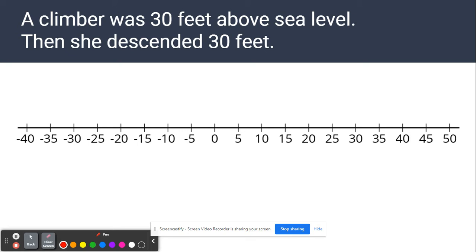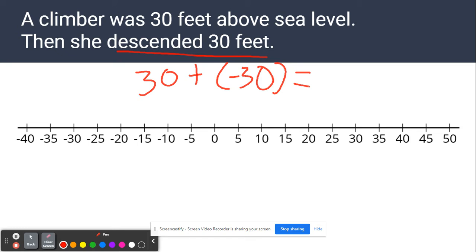All right, a climber was 30 feet above sea level. Then she descended 30 feet. So we know from yesterday we're doing addition problems. But what does descended mean? So descended means you're going down. So if I descend from the mountain, I go down from the mountain. Or if I descend from sea level, I go down below sea level. So if I'm descending 30 feet, I'm going down, which would be -30.